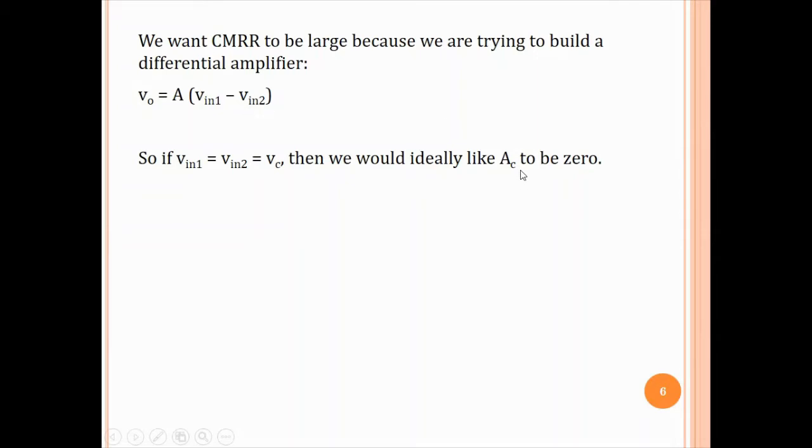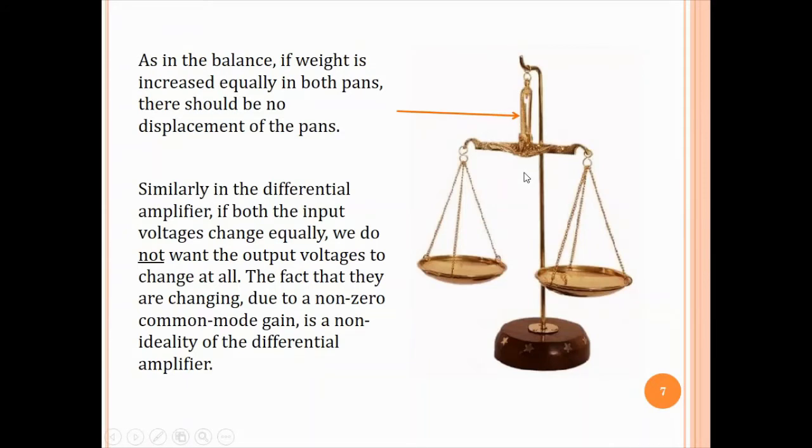So ideally we want the output to be 0 because why? Because the differential amplifier should amplify only differences, not common mode signals. The equivalent of this is the balance. If this part of the balance is rigid and doesn't stretch at all, then if we increase the weights equally in both the pans, the pans don't move at all. So that is an ideal balance. Now if there was a spring, they'll both move and there'll be a slight displacement, which is a non-ideality.